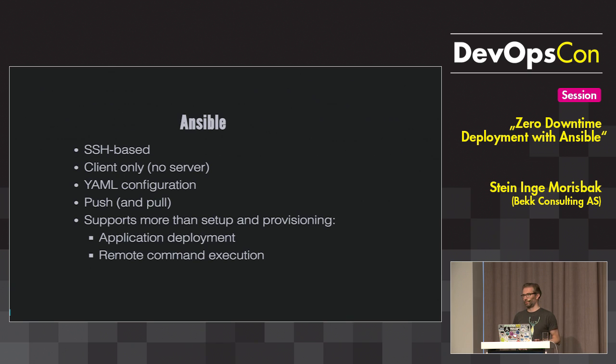It's basically push. You could use a pull-based model, but the push model is what I will show here, and it's what I like about it when it comes to deploying applications. Because I want to push the button, and I want to see what happens. I want to see the logs. And it supports more than setup and provisioning, like application deployment, which I will show, and also remote command execution. It's over SSH. Instead of writing this huge, complicated one-liner, you could actually write a readable task.